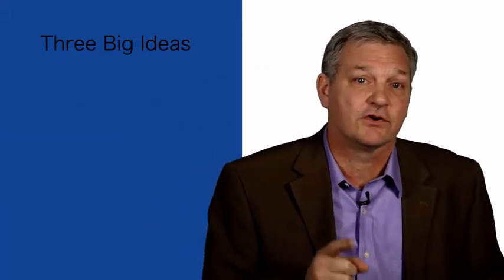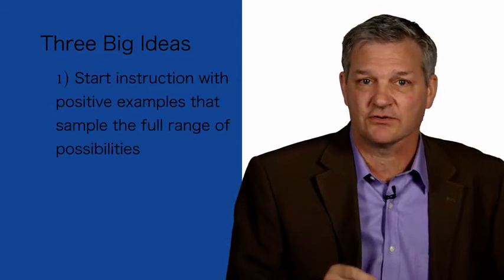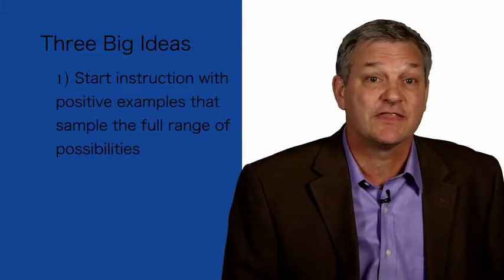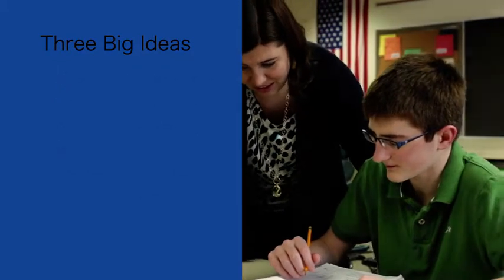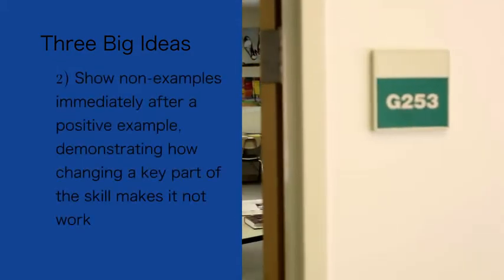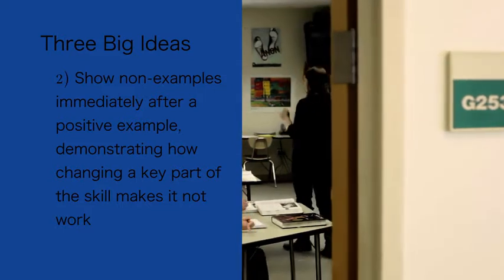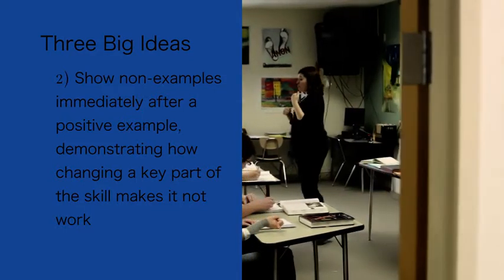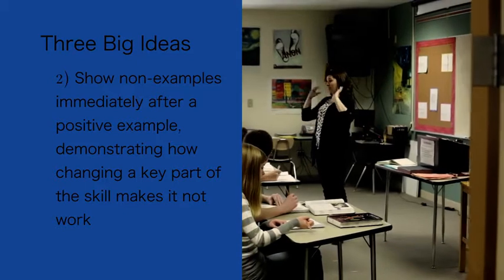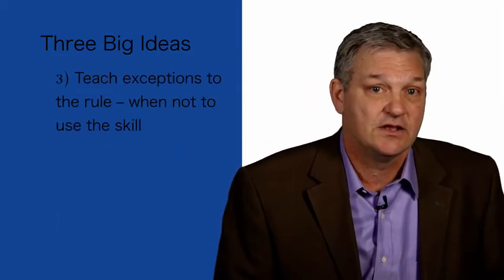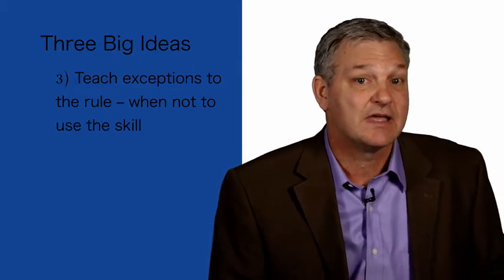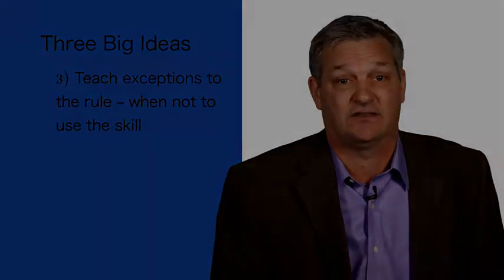When considering example sequencing, there are 3 big ideas. First, teachers should start instruction with positive examples showing the variety of situations or conditions in which the skill is to be used. Second, teachers also should juxtapose non-examples so that students clearly see how the key components of the skills are important. And third, teachers should think ahead to exceptions and potential errors and make sure those examples are sequenced.